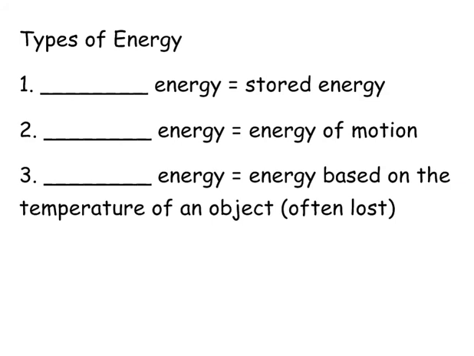There are 3 types of energy that we're going to talk about in this video. The first is potential energy. This is stored energy. The one we're going to deal with most is energy that is stored gravitationally, or gravitational potential energy. The next type of energy is called kinetic energy. That's energy of motion. Any object that is moving has kinetic energy.